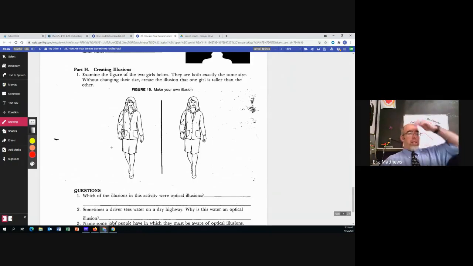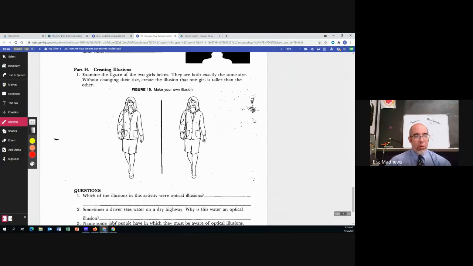Now, part H, this is, I think, the most important part. I want you to try to make an optical illusion. To make one of these women look bigger or taller than the other one. It has to be an optical illusion. Don't change the girls. That's besides the point.